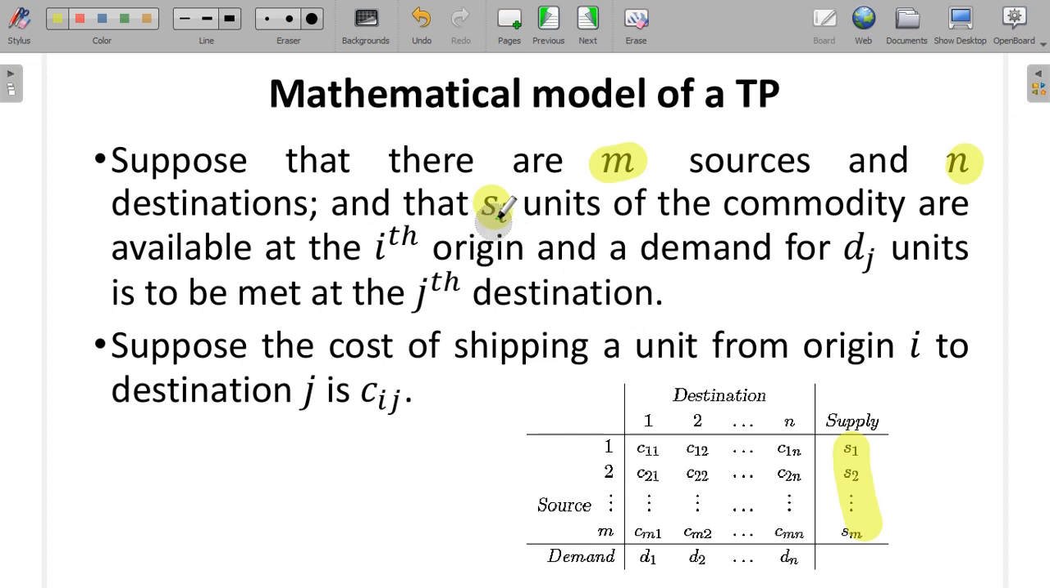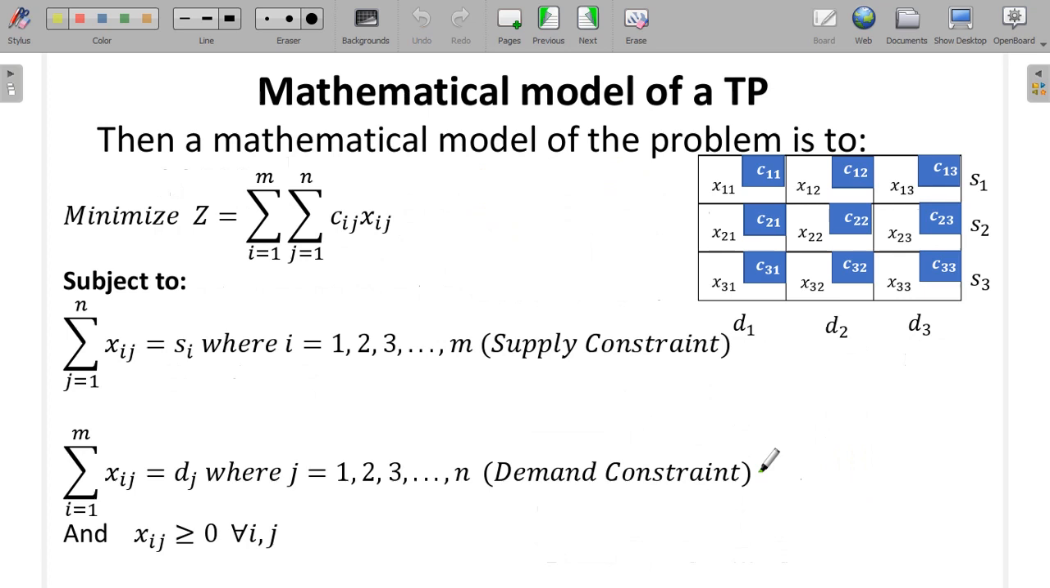So we have SI units of commodity at sources S1, S2, up to Sn, and they need to be supplied from those points to certain destinations to meet the demand, the Js, at the J destinations. Also, we have the associated cost of moving the items from the source to the destination as Cij, as you can see here. Now, a mathematical model can be formulated as follows.